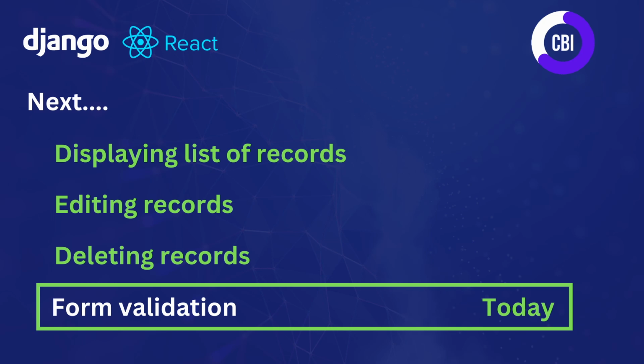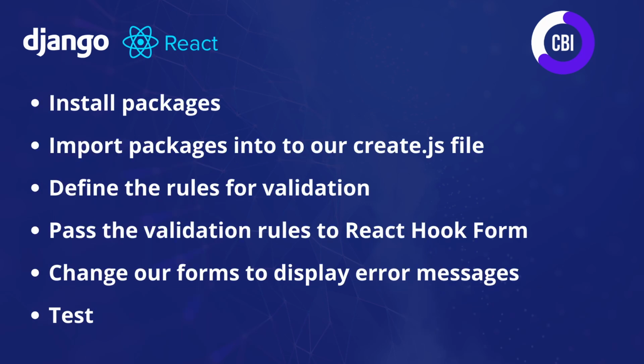delete records. In this video, we're going to go one step further and we're going to focus on form validation. And with form validation, we will be able to restrict the input that users can put inside of our application. To implement form validation in our current project, we are going to be following 6 main steps. We're going to start by installing some packages, and after that we're going to import those packages into our create.js file, because that's where we are going to put some validation on our forms.